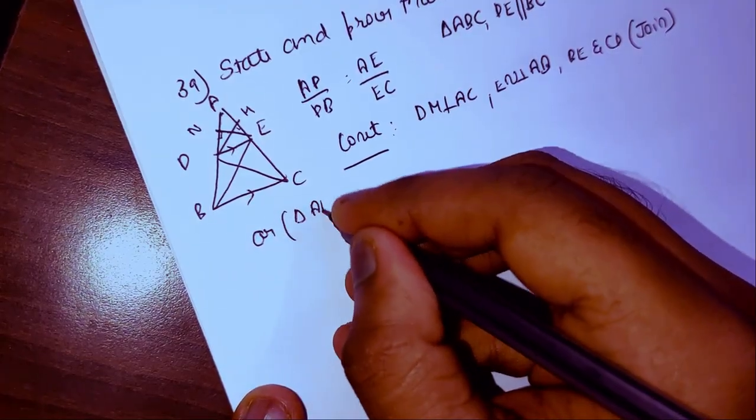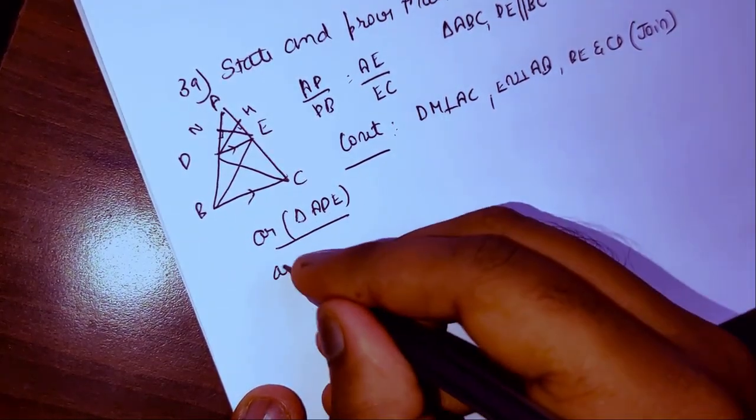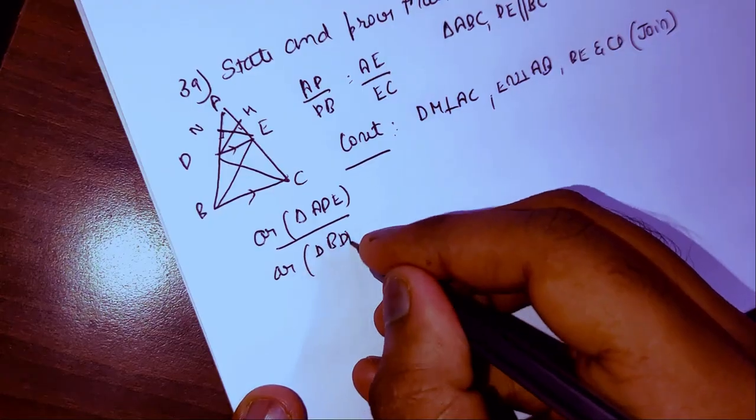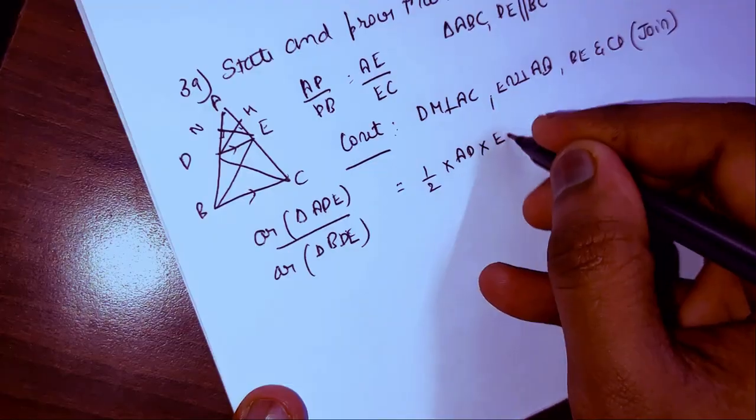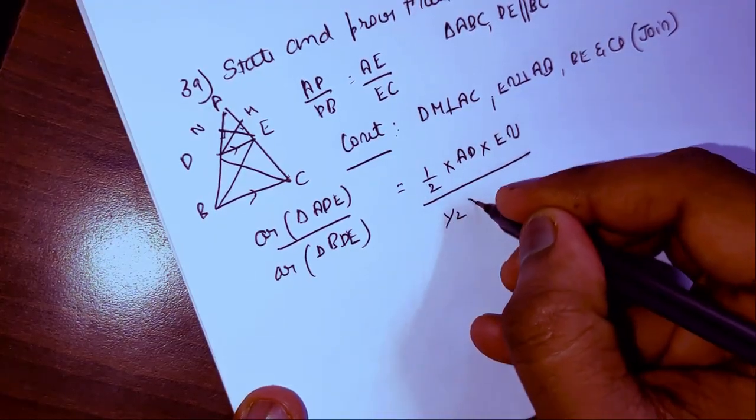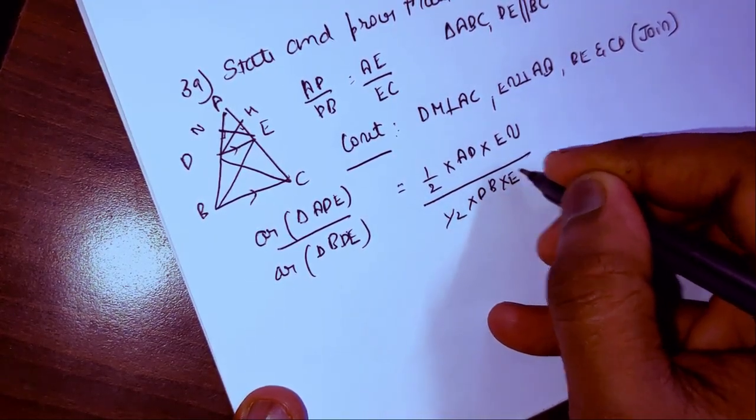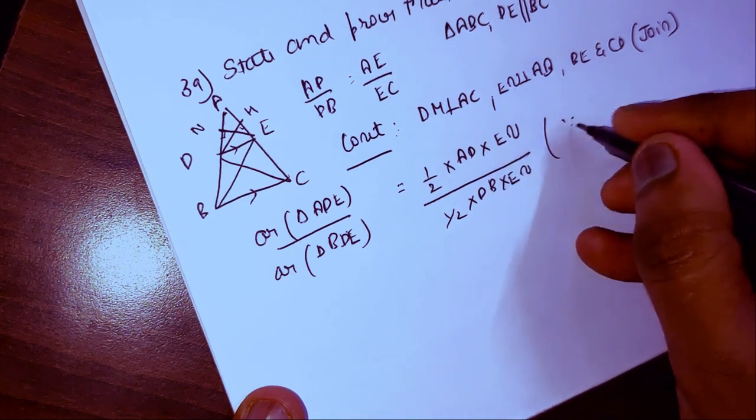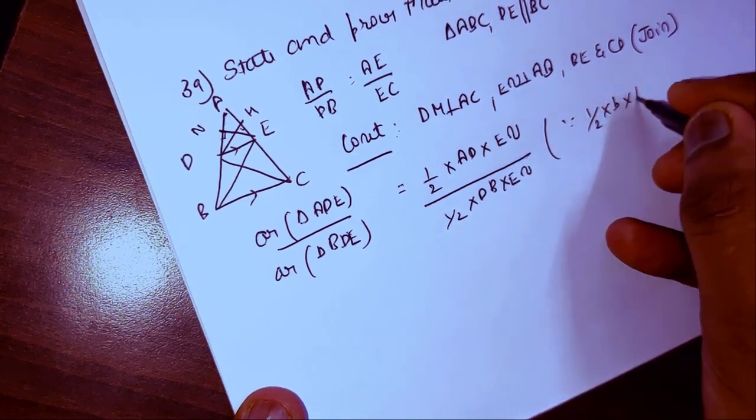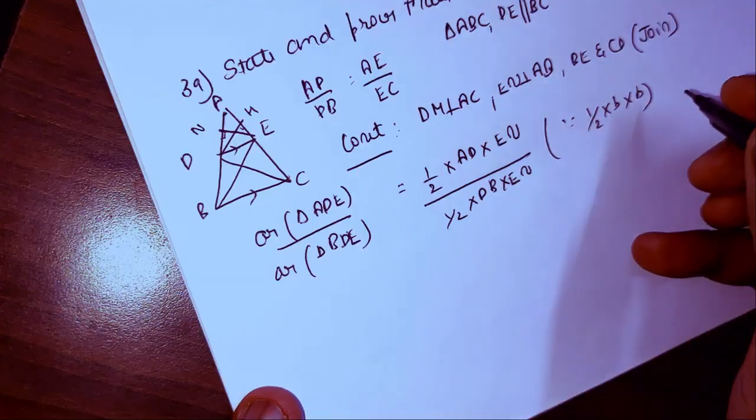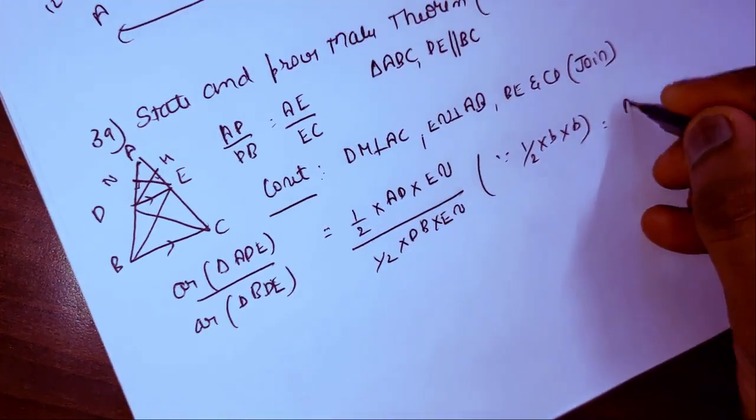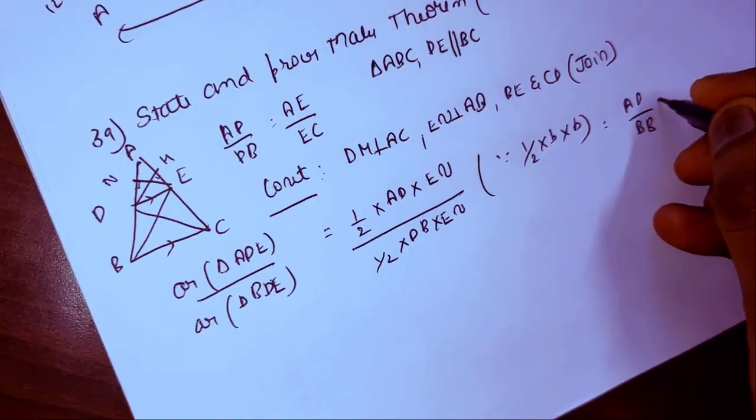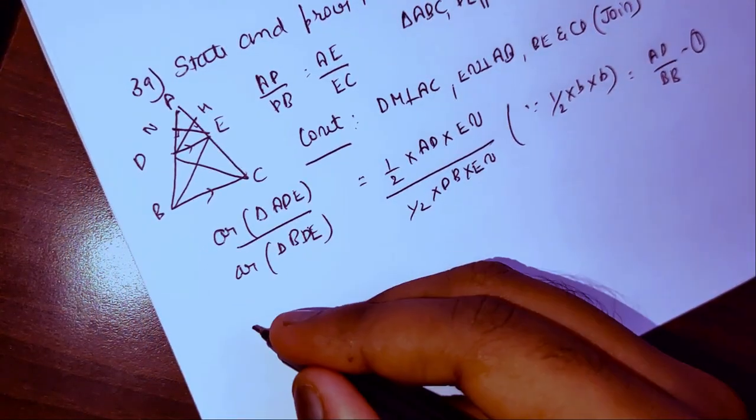Area of triangle ADE by area of triangle BDE is equal to half into AD into EN by half into DB into EN. This is by the formula area of triangle, half into base into height. When we cancel out, we will get AD by DB. Consider this as the first equation.